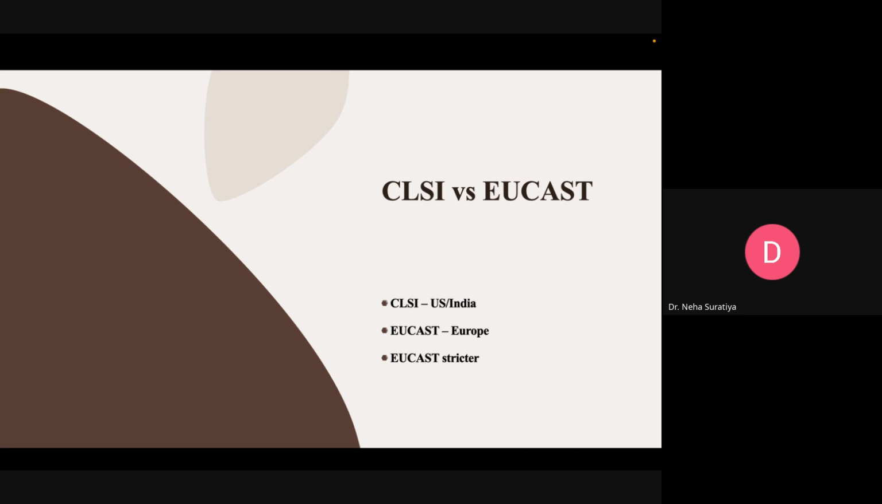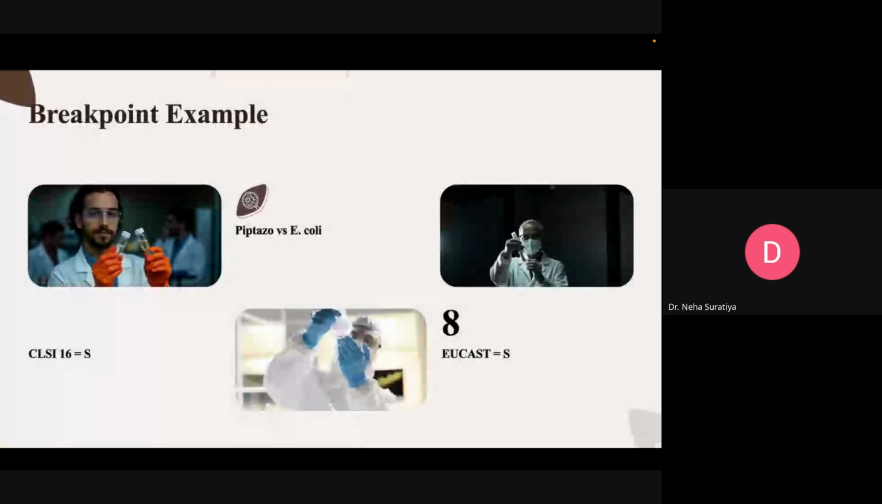CLSI and EUCAST are the organizations that decide how we interpret MIC values and call the bacteria susceptible or resistant. That is the reason why pharmacists, when reading a report, must ask which guideline it follows, whether CLSI or EUCAST, right? So we have a slide comparison also.